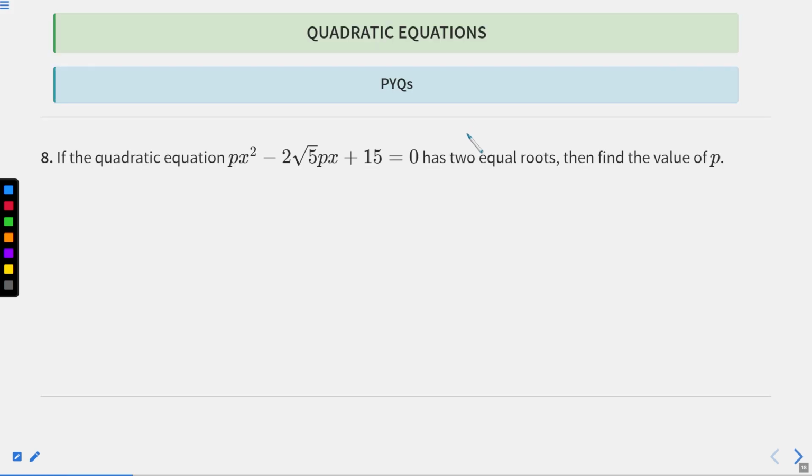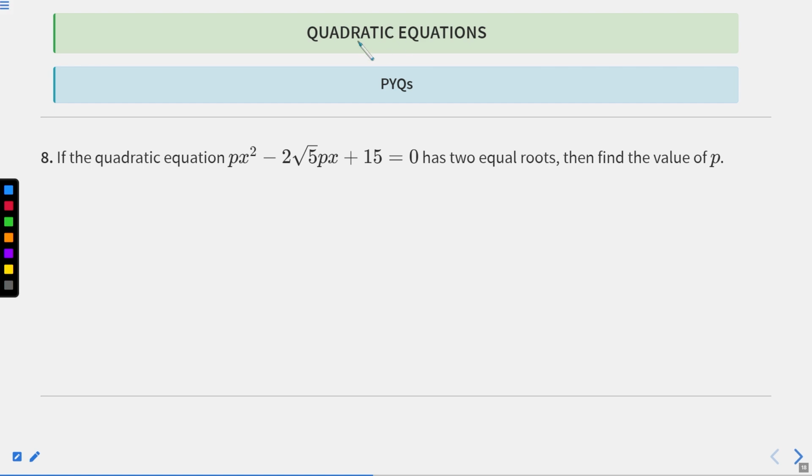So let's get started. In our previous lecture, we discussed question numbers 1, 2, 3, 4, 5, 6, 7. So there we have discussed question number 1 to question number 7. In this lecture, we will discuss question number 8.